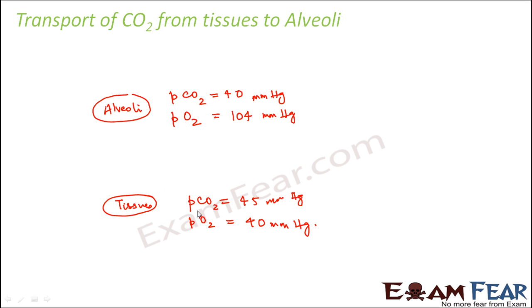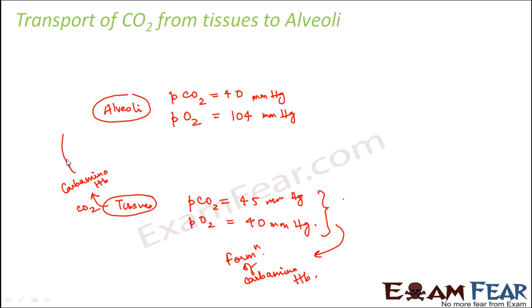Now if you look at the values of the partial pressure of carbon dioxide and oxygen, what do you see here? Carbon dioxide is more and oxygen is less. So this will favor the formation of carbaminohemoglobin. That means here the carbon dioxide will be released into the blood and carbaminohemoglobin will be formed. Then the carbon dioxide will be carried by the hemoglobin in the form of carbaminohemoglobin, and as soon as it reaches near the alveoli, the conditions, that is low partial pressure of carbon dioxide and high partial pressure of oxygen, will favor the dissociation of carbaminohemoglobin.